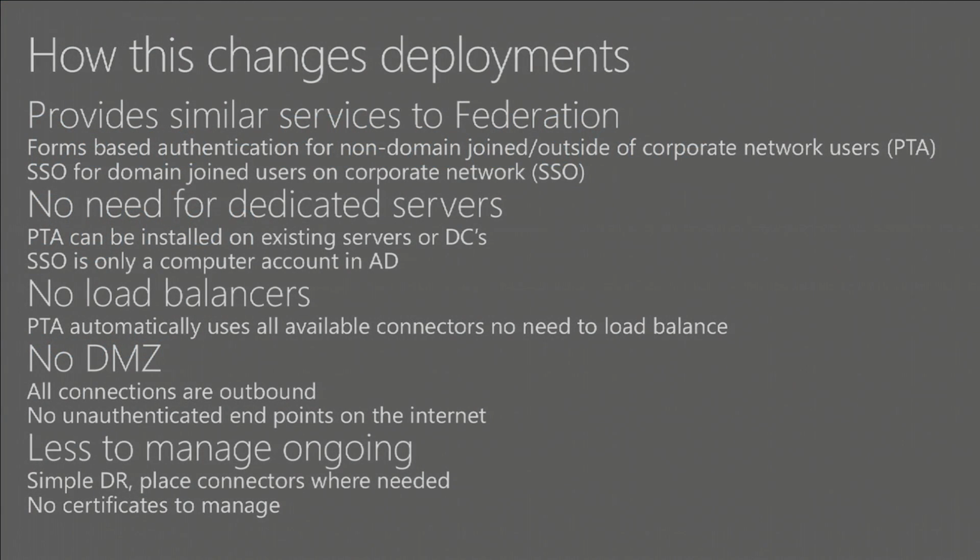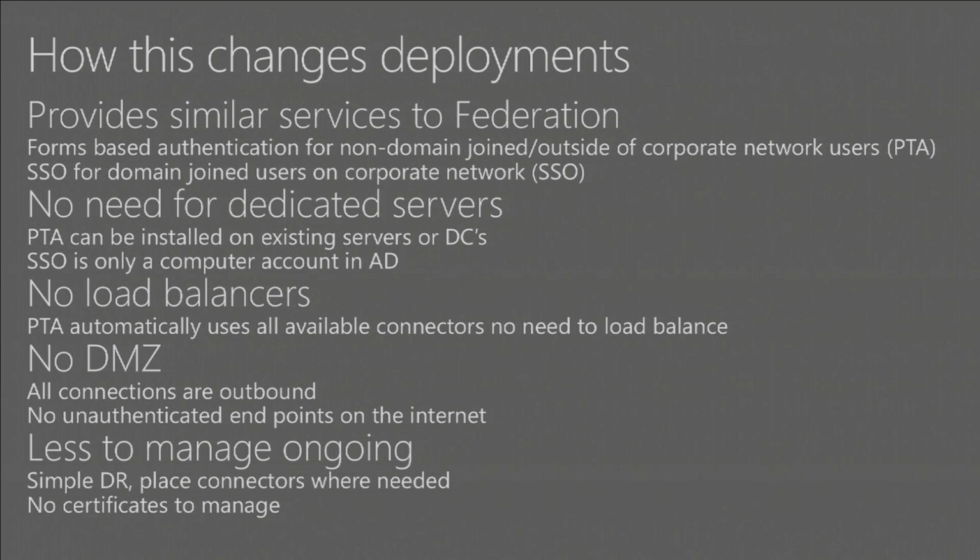All right. So how does this change my deployment? So really, for federation servers, there's two things happening. When you're on a domain joined machine on the corporate network with line of sight to a DC where you can get a Kerberos ticket, you're doing effectively single sign-on. So this was the second part of my demo there. That's where SSO kicks in.